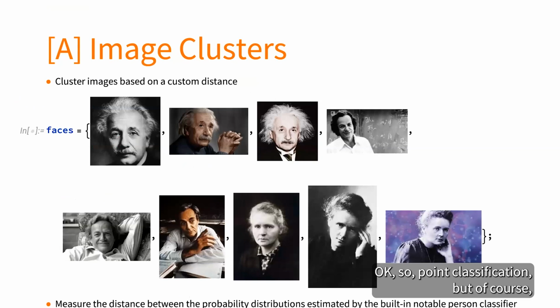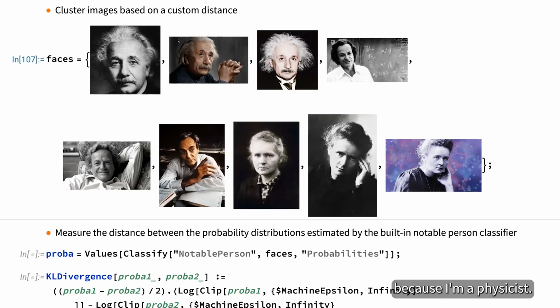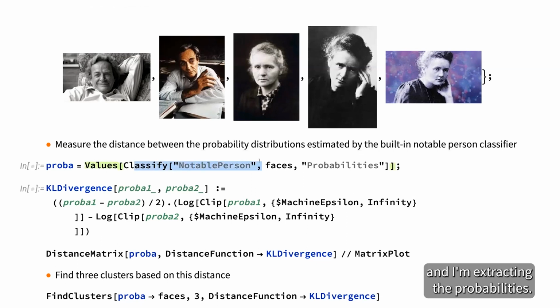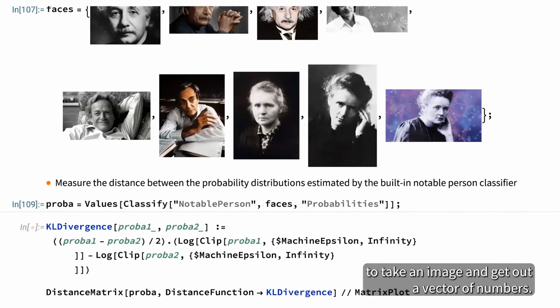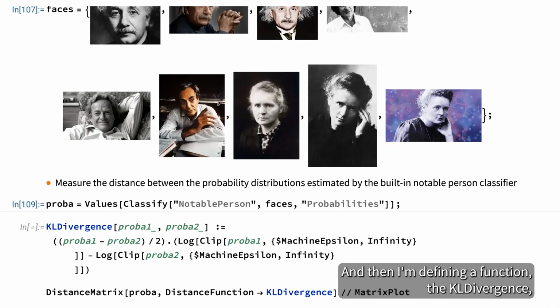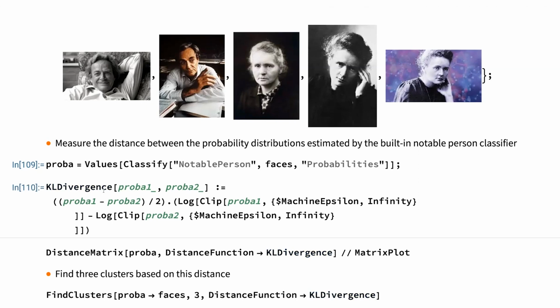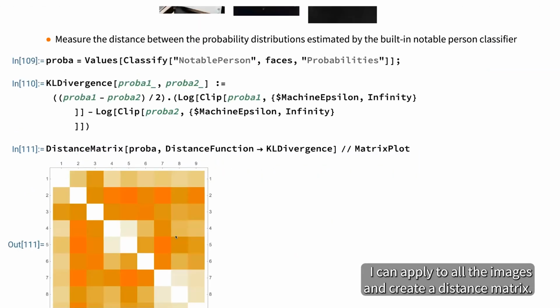Okay, so that was point classification, but of course you can do clusterization of other things. We've seen some classification with images before. Let's try to do clustering on images. So here I have a list of images of physicists, because I'm a physicist. I'm using the notable person classifier, and I'm extracting the probabilities. So this is a way, among countless others, to take an image and get out a vector of numbers. And then I'm defining a function, the KL divergence, to measure the quote-unquote distance between these probability vectors. Once I have this defined, I can apply it to all the images and create a distance matrix.